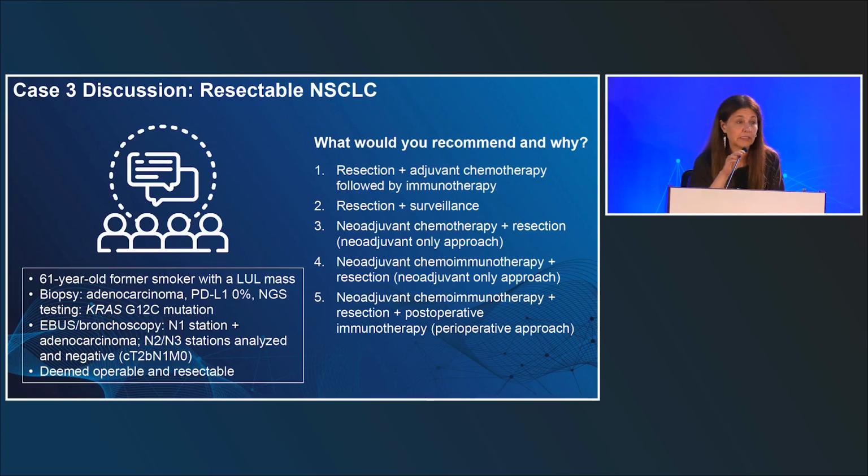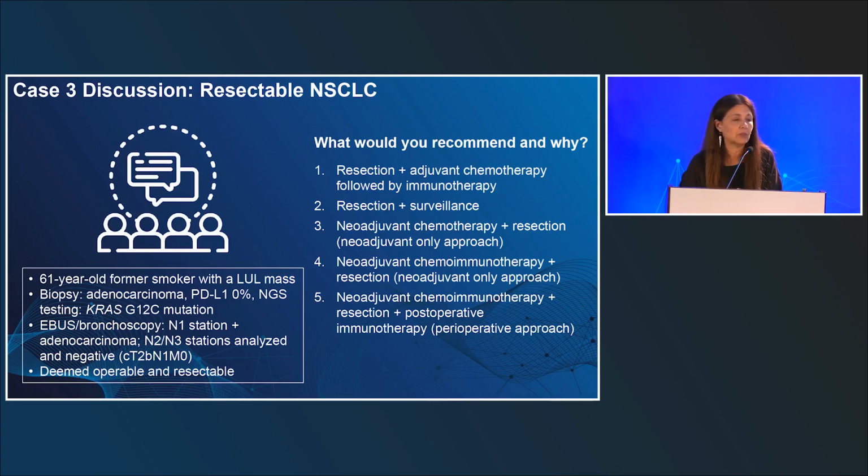So putting that together for this patient, this is a 61-year-old patient with a left upper lobe mass, which is biopsy proven to be adenocarcinoma lung cancer, 0 PD-L1 expression, KRAS G12C mutation. The patient has N1 station involvement. And what would you do at this time?